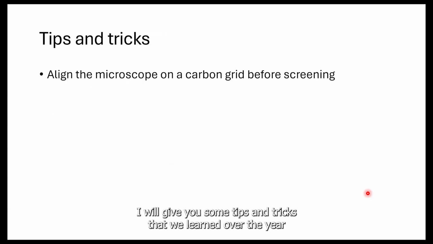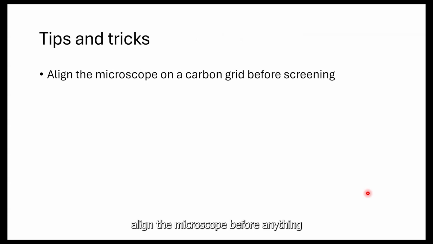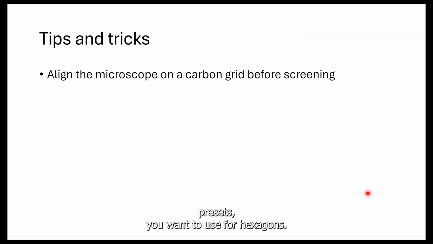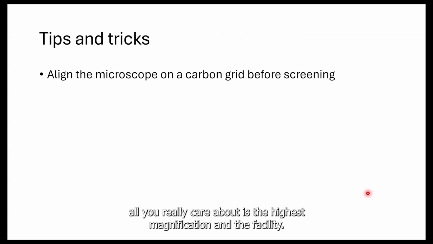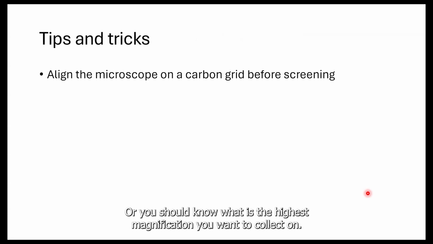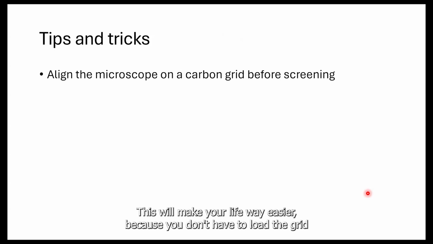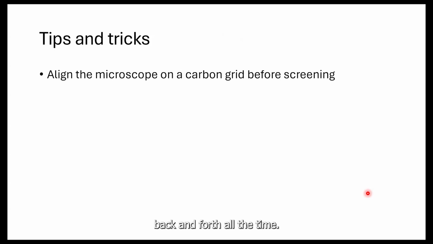I will give you some tips and tricks that we learned over the year and a few months that we have been doing hexagons in our facility. Align the microscope before anything else. Set up your session. You usually know what magnifications you want to use. Your facility should have beginner presets you want to use for hexagons. And to be fair, when you align the microscope, all you really care about is the highest magnification, and the facility or you should know what is the highest magnification you want to collect on. So put in the carbon grid, align the microscope. This will make your life way easier because you don't have to load the grid back and forth all the time. If your first grid is good, just collect on it.